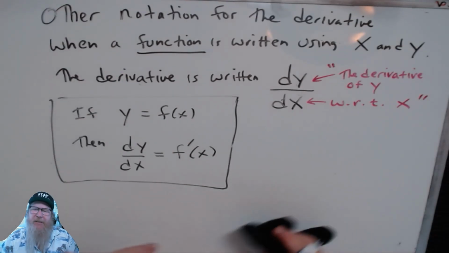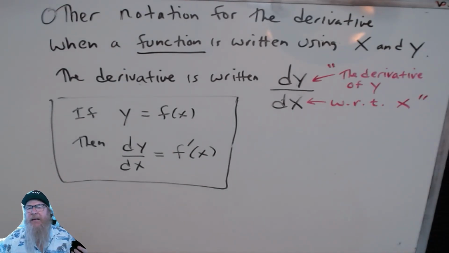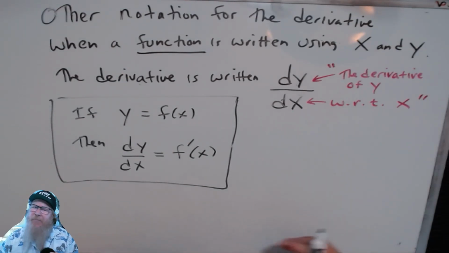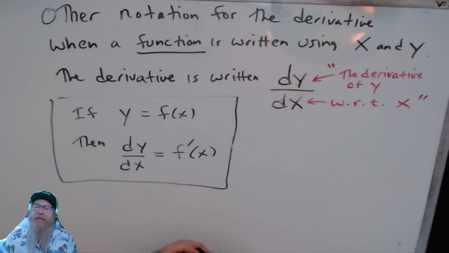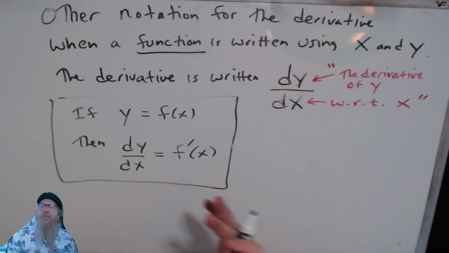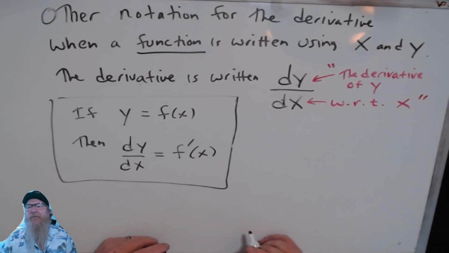Why would we need that type of thing? Well, just like anything else, we like to have different notations. Sometimes I like to not use the letter f. I want to have the ability to move away from the letter f.